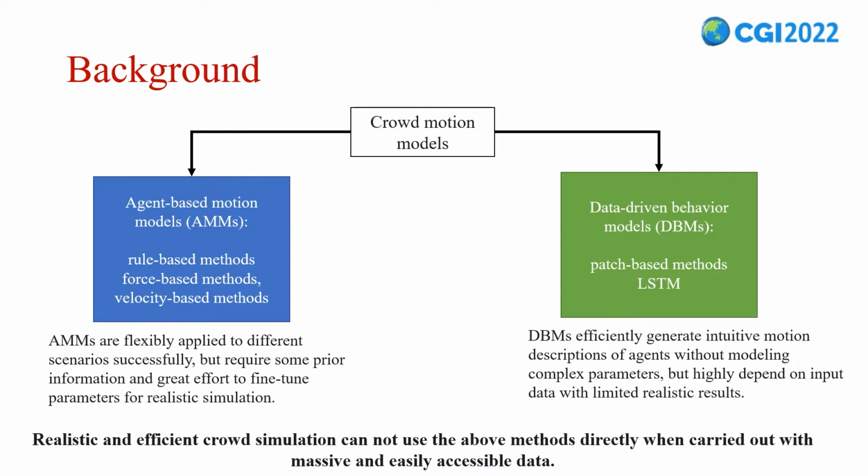On the other hand, DBMs extract the current trajectory of each agent and inform the subsequent trajectory accordingly. These methods efficiently generate intuitive motion descriptions of agents without modeling complex parameters, but they highly depend on input data with limited realistic results. In real application, cloud simulation is frequently carried out with messy and easily accessible data. In this case, realistic and efficient cloud simulation cannot use the above methods directly. In our work, we proposed a novel strategy which evaluates multiple parameters using DBM and then simulates the agent motion using AMM. This strategy takes full advantage of the two kinds of methods mentioned above.